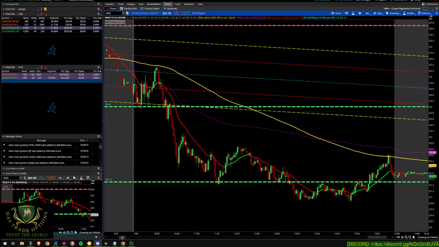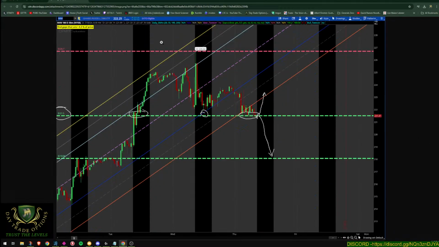Let me see if I can locate it in here. I think I put it in. Yeah, here it is. Okay, there it is. So this is what I dropped into Discord today. I was like, hey, if we get below the 221.50, I want to take puts and I'll trade it down to the 218. Or if we break through a long LRC, I'm also interested in trading it.